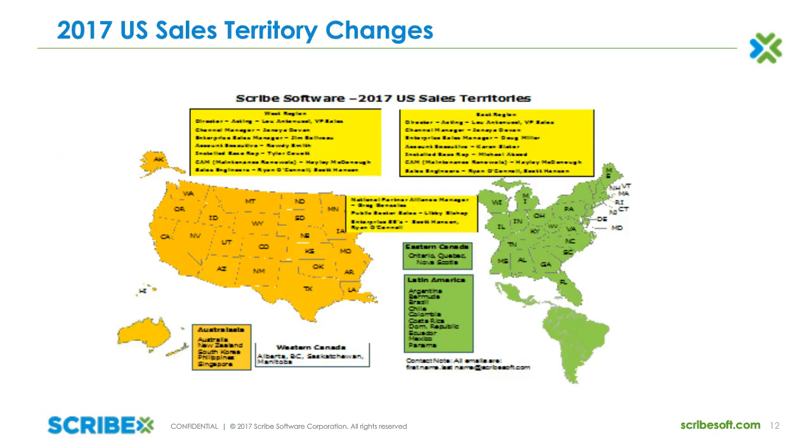Now, just to go over some of the changes within our territory. Last year in 2016, we had 3 territories in the U.S. We had West, Central, and East regions. Now we have an East region and also a West region. So we will send this to you after this presentation.